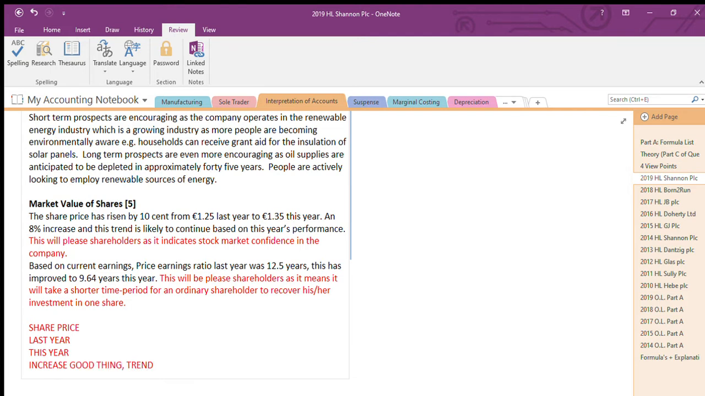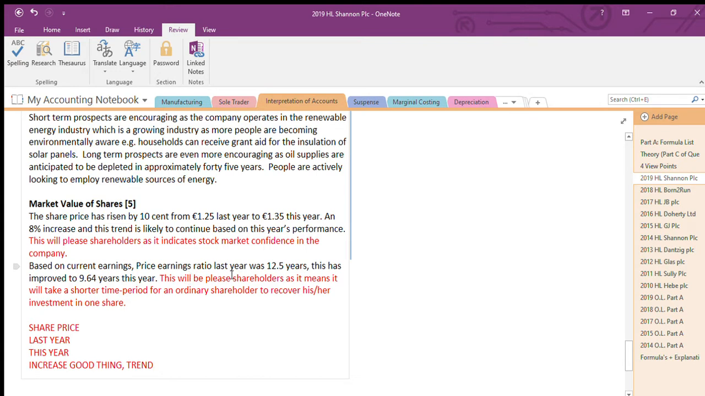And you're talking about the trend that it'll probably go up, and obviously if it goes down, it's a bad thing and they'll be worried. The only other one we have here, just to finish on the question, is price earnings ratio. So this is to do with shares, and this is current earnings. Again, all I'm doing is last year, this year, and talking about it.